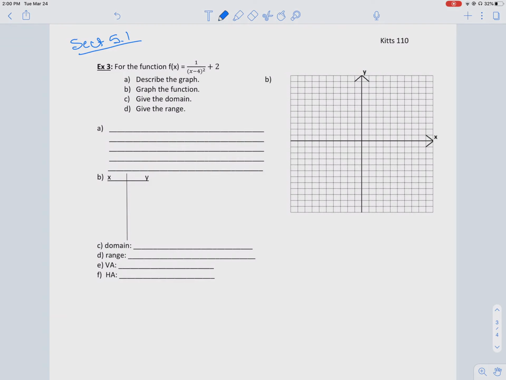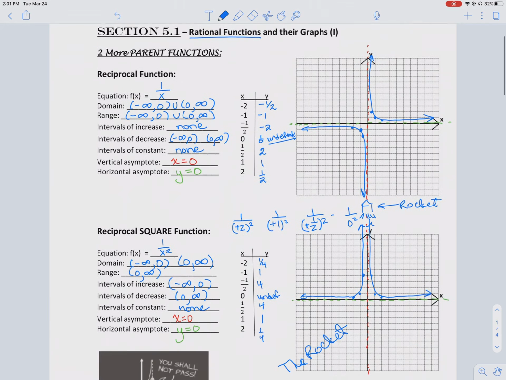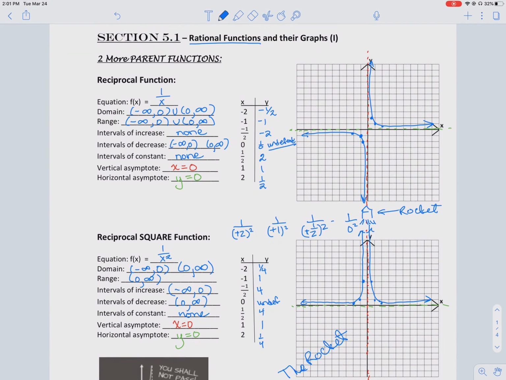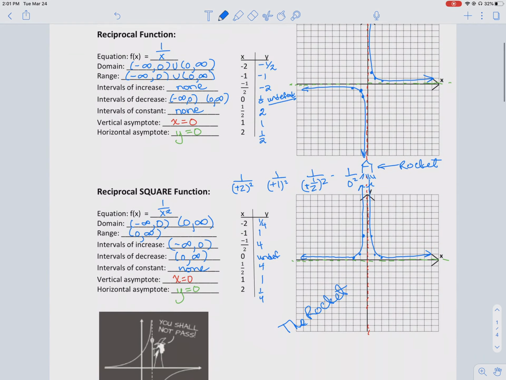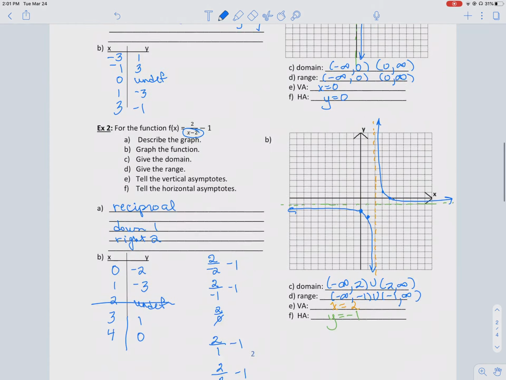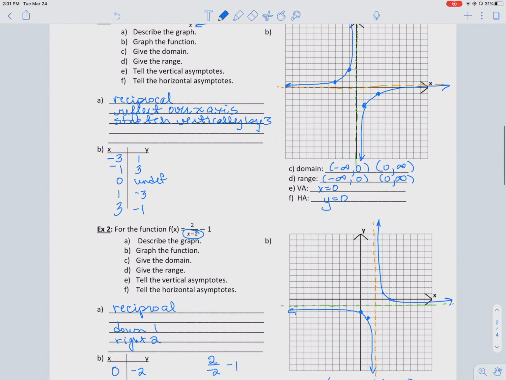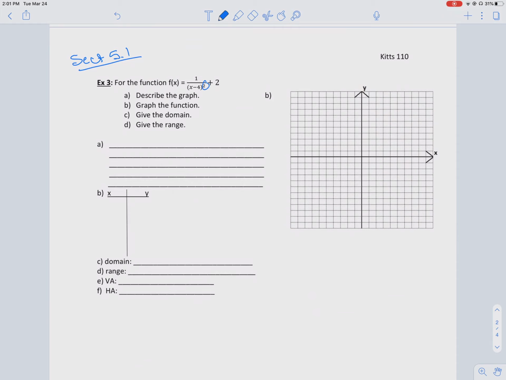So example number 3, notice we are graphing. From what we just did, the graphs are going to either look like the reciprocal function, that first one up there, or the rocket, which would be the reciprocal squared function. Notice the difference between those. It's whether the denominator has a squared in it or not. The two that we did previously did not have a square in it, but this one has a square. So that tells you it's going to look like the rocket. The rocket, or if you don't have me as a teacher, reciprocal squared.